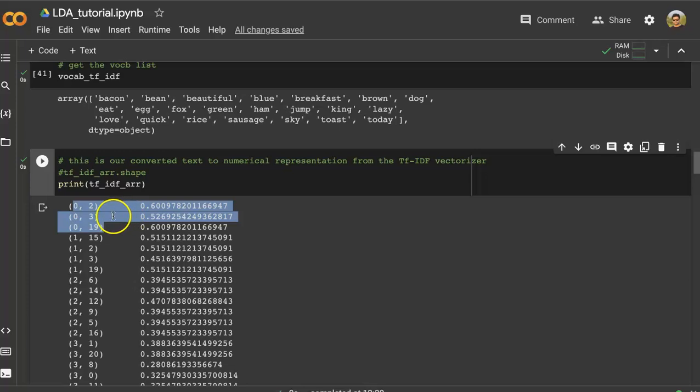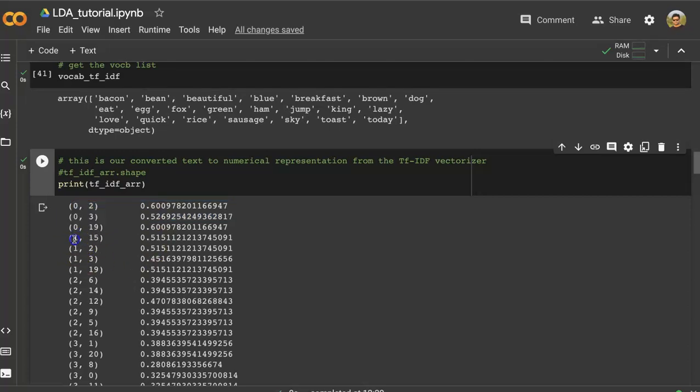And when you are printing, you are only seeing these 3 values for document 0, but actually there are total 22 value vectors. Only these three entries have some values, but for the other entries the value will be 0. So that's why they are not printed. But actually it is an 8 cross 22 matrix. So for each of these documents, there will be a 22 size vector. Only 3 elements are there in the vector, but the remaining 19 entries are 0.